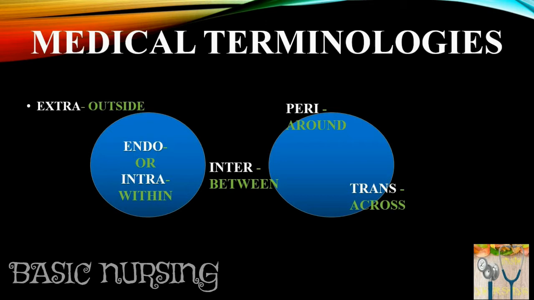We also have peri. Peri means around. Example is pericardium. Peri, around. Cardium, heart, around the heart. And we also have trans, across. Trans, across. Example, transition, moving from one place to another.